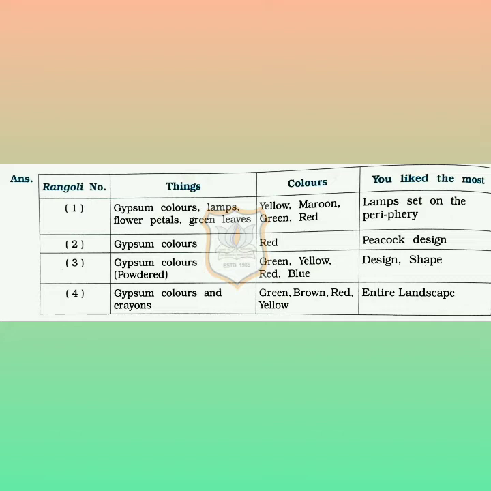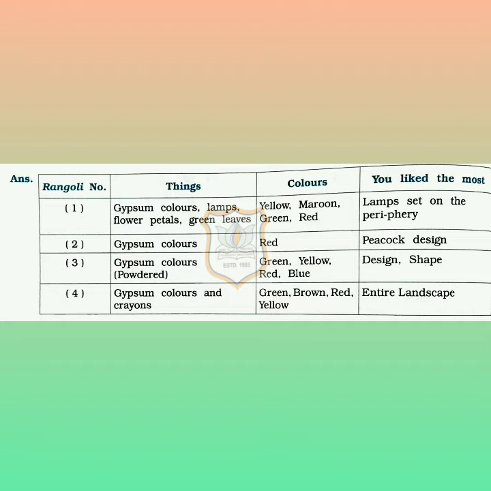Go through it. The things are given. Number 1, gypsum colors, lamps, flower petals, green leaves. The colors used are yellow, maroon, green and red. And you like the most is lamp set on the periphery. Number 2, gypsum colors. The color is red and the design is peacock. Gypsum colors that are powdered, green, yellow, red and blue. And the design it is given is a shape.